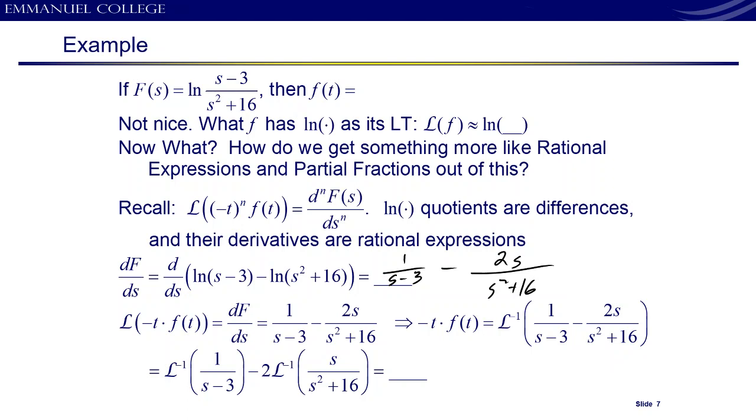And use our linearity. So what it means is I've done the first derivative, which means I'm not doing the inverse Laplace transform of f of t. I'm doing the inverse Laplace transform of f of t times negative t. This is the part where you have to be very careful. Which gives us, by linearity, nicely, this is 1 over s minus 3, so that's just e to the 3t, and then minus 2 cosine of 4t.